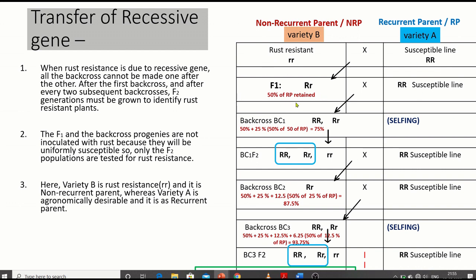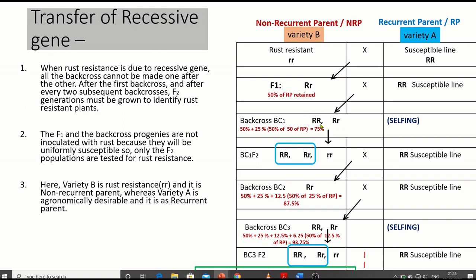Once the F1 is there, 50% of the recurrent parent is retained. So when it is fertilized, it will produce these two lines, isn't it? And then when they are selfed, it will produce these progenies.